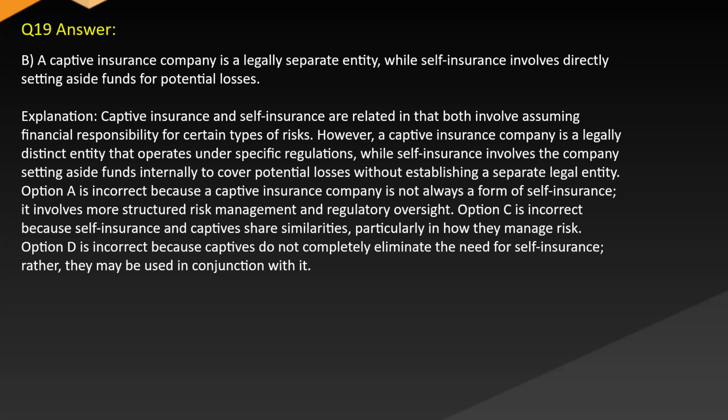Option A is incorrect because a captive insurance company is not always a form of self-insurance. It involves more structured risk management and regulatory oversight. Option C is incorrect because self-insurance and captives share similarities, particularly in how they manage risk. Option D is incorrect because captives do not completely eliminate the need for self-insurance. Rather, they may be used in conjunction with it.